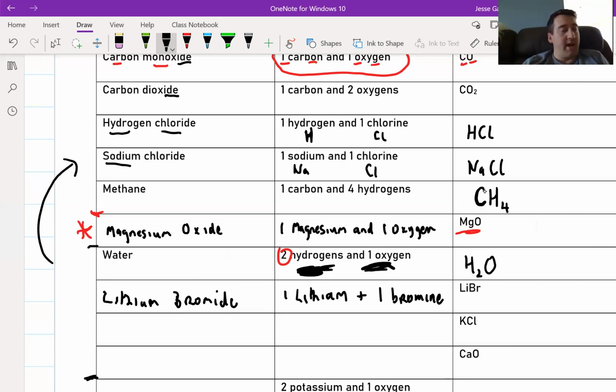I'm guessing that you got the next two right as well. But if you didn't, then look at what I've done there. We've said one lithium, one bromine. There's no more than, there's just ones there. So we can just name it lithium bromide.